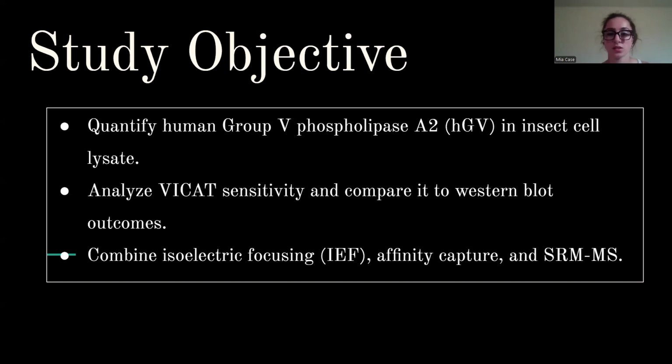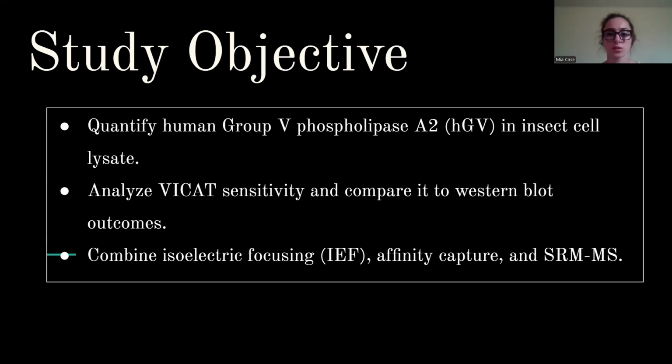And so, what is the objective of this study? The primary objective is to develop a workflow using VICAT reagents for quantification of specific proteins. The authors selected human group 5 phospholipase A2, which we're going to call HGV, as a model protein, and then we spiked it into two different complex matrices. There was an SF9 insect cell lysate and a murine macrophage lysate. The study aimed to show that VICAT could achieve high sensitivity, be very reproducible, and that we could quantify low abundance proteins.